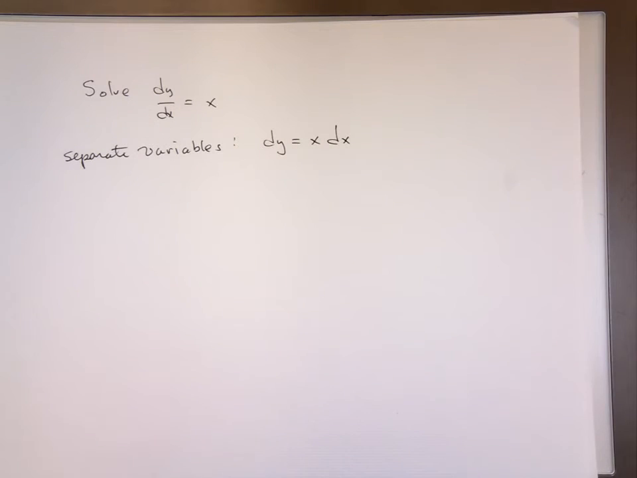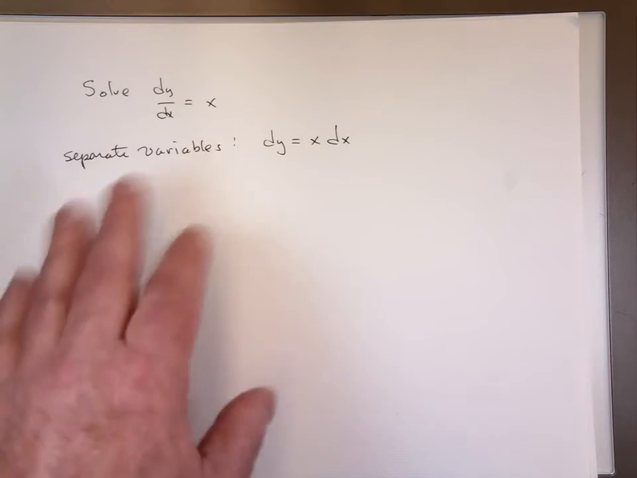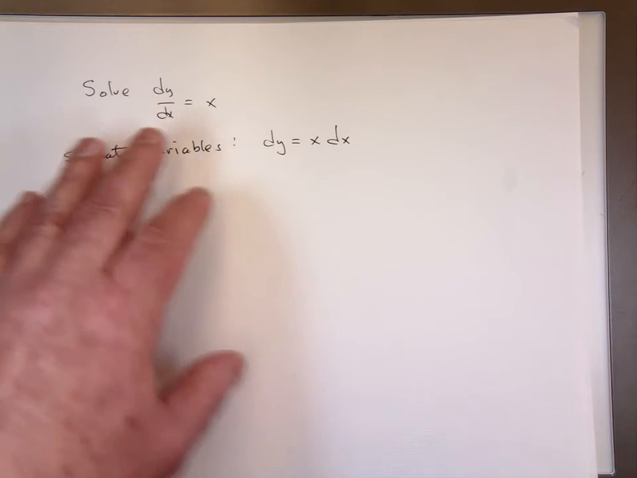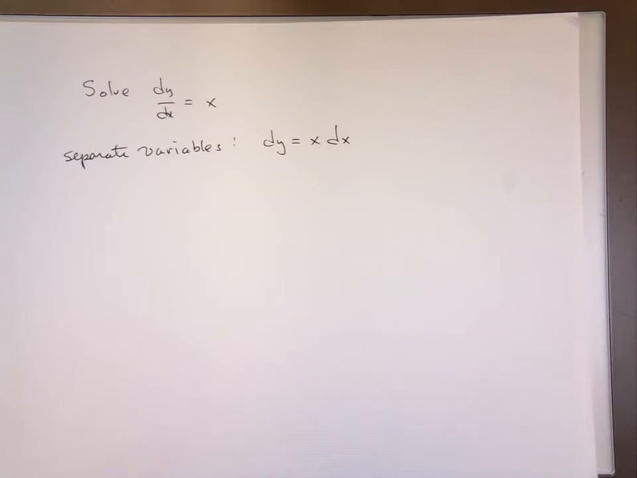Now, you may protest and say, dy/dx is not really a fraction. You're treating it like a fraction. It really is a limit. You know that dy/dx is the limit as delta x goes to 0 of delta y over delta x. But the nice thing about this notation, this is due to Leibniz, late 1600s notation, is that these things act like fractions. And we're taking advantage of that.